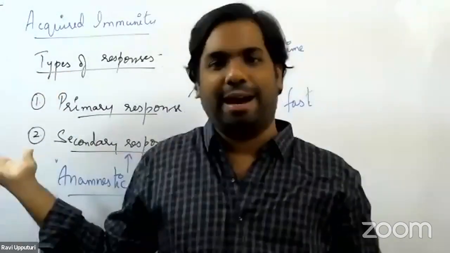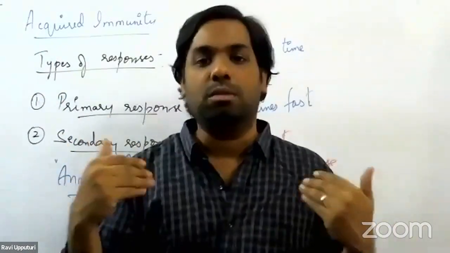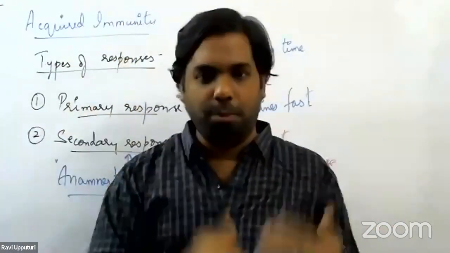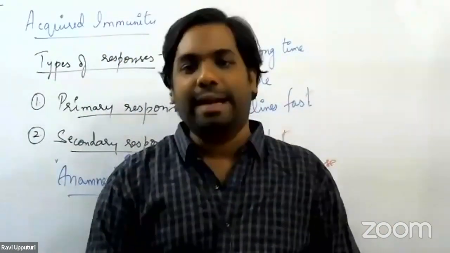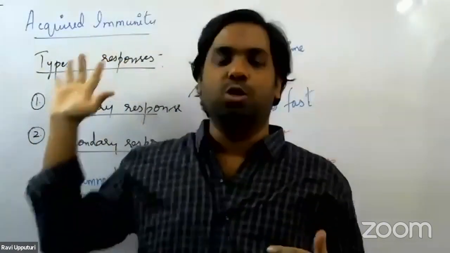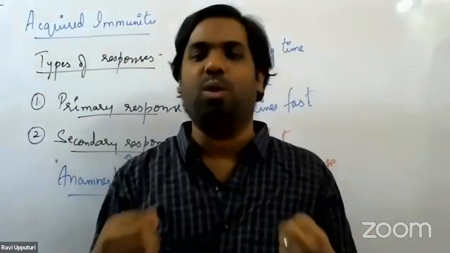So this is what we have with the two types of immune responses which are shown by the acquired immune cells. So we'll stop here for today. In the next session, we'll take up the cells that are involved in the acquired immune system.